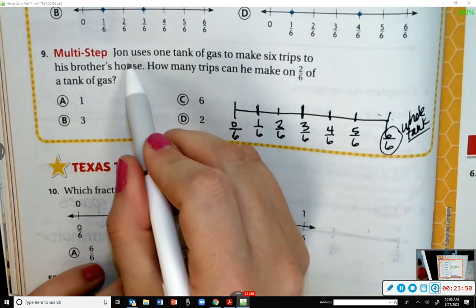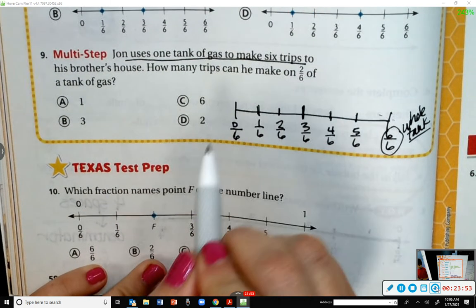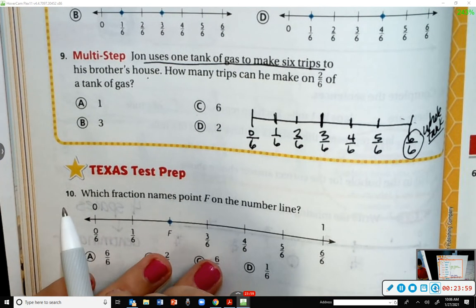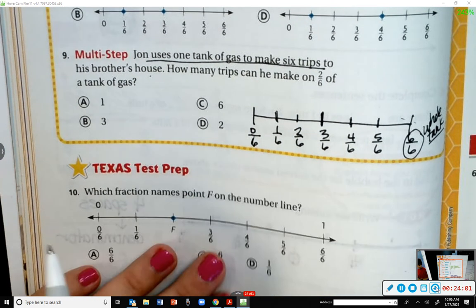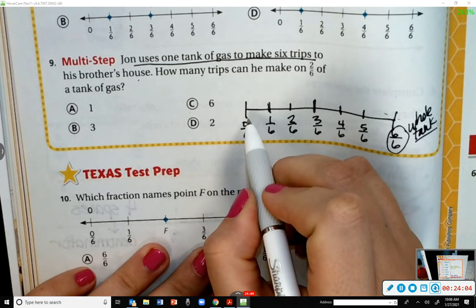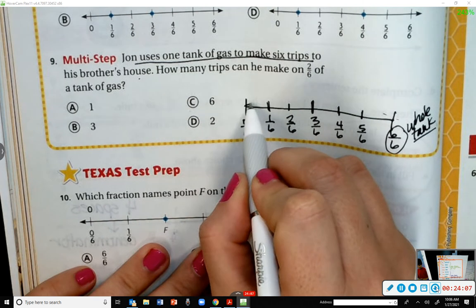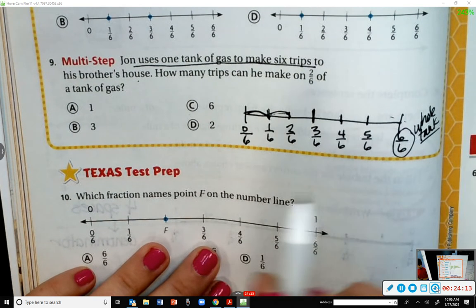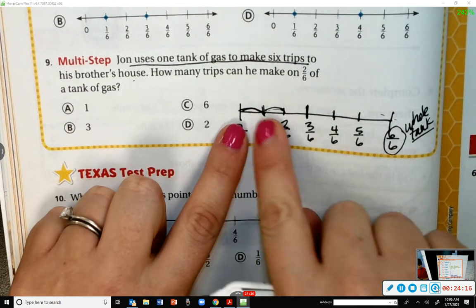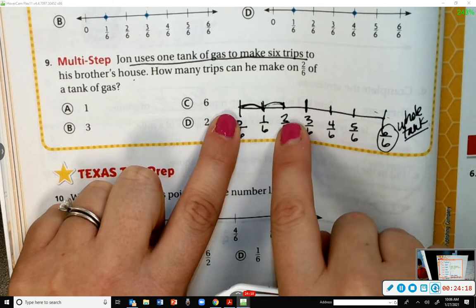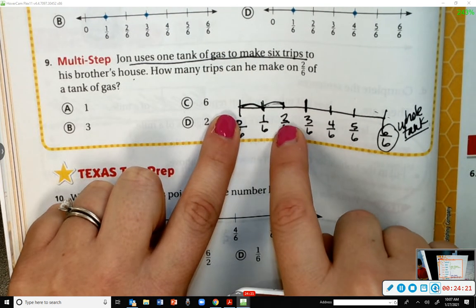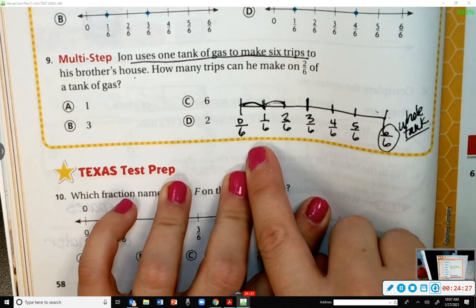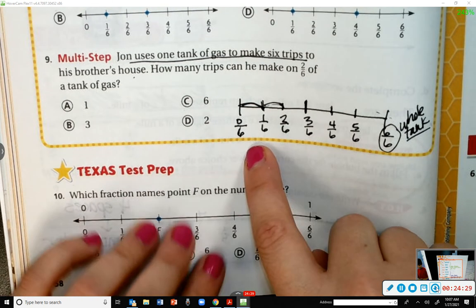Okay, so John uses 1 tank of gas to make 6 trips to his brother's house. How many trips can he make on 2/6 of a tank of gas? He goes from 0 to 1/6 to 2/6. And in that whole tank of gas, he makes 6 trips. So if he just goes to 2/6, he's not making 6 trips. He's making how many trips? Somebody said it. 2. Good.